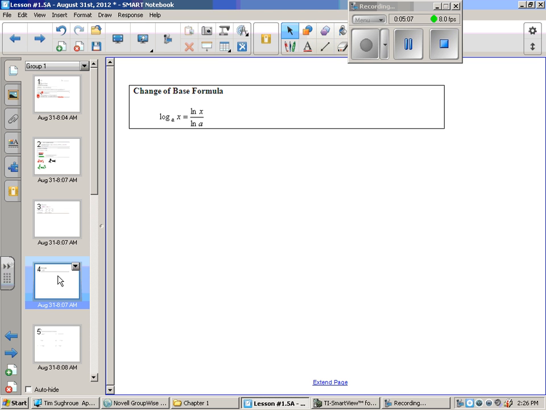Change of base formula. This will be very important. We'll use this constantly throughout the year. We hardly ever look at anything in calculus as a logarithm. We always change it to a natural log, which is a form of a logarithm, but we will almost always use natural log. So if we have log base A of x, it is the natural log of the argument over the natural log of the base. That's how you say it. The x part is called the argument. Natural log of the argument over the natural log of the base.